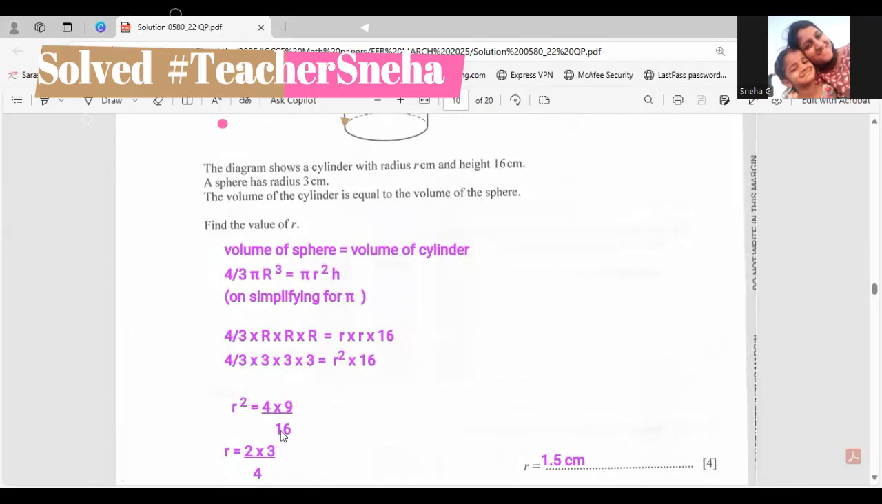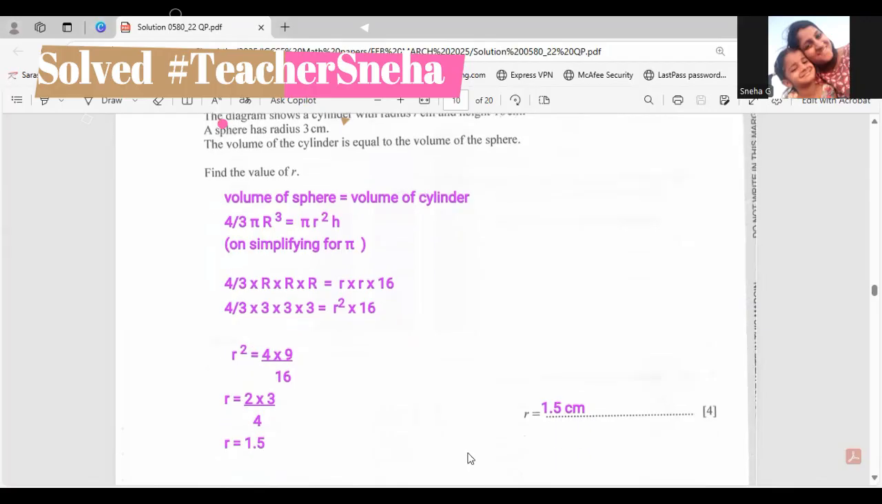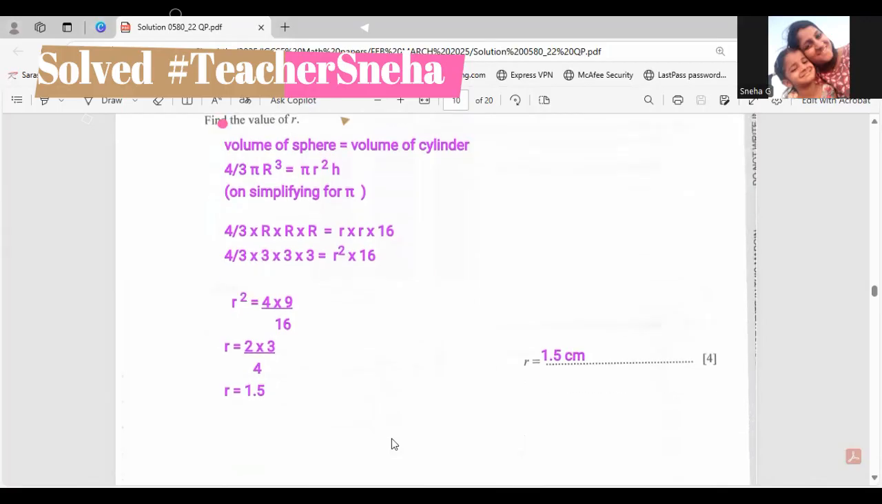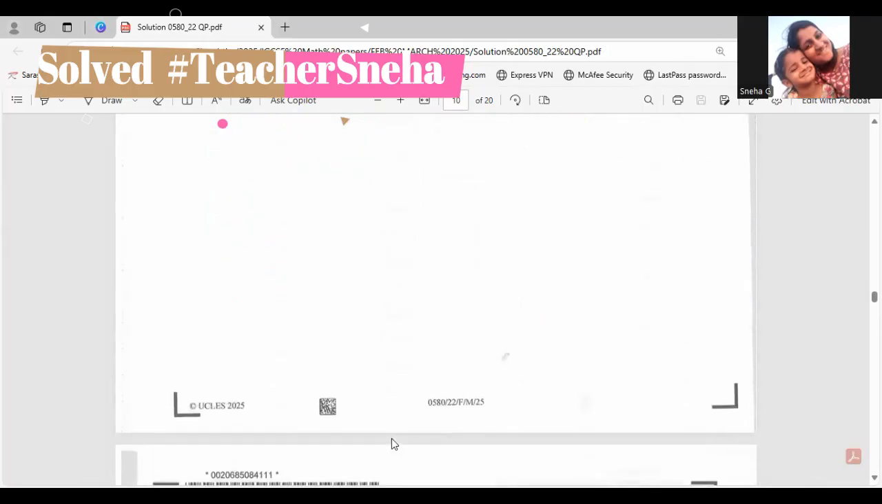From r squared, when you deduce the value of r, you have to take the square root of each term. So r here will be the square root of 4 is 2, the square root of 9 is 3, the square root of 16 is 4. So 2 multiplied by 3 divided by 4. So our value comes out as 1.5 centimeters. You can keep it as 1.5 centimeters, or you can also write your answer as 3 upon 2, the fraction in its simplest form. Here we solve question number 13.